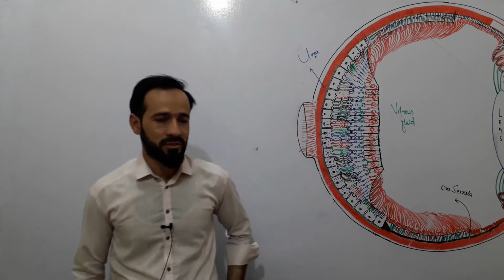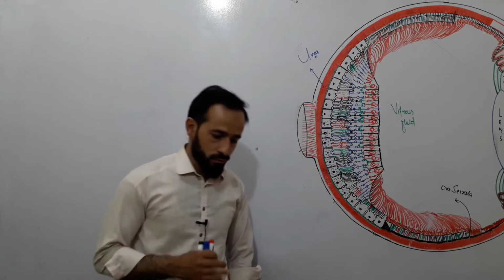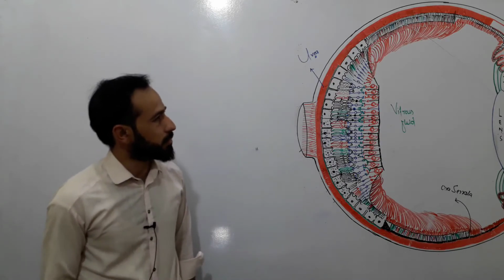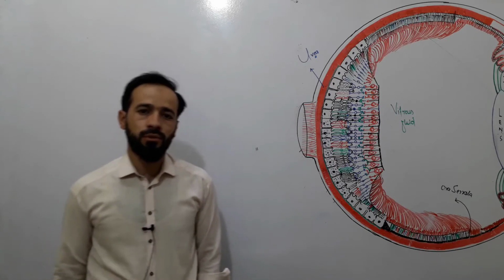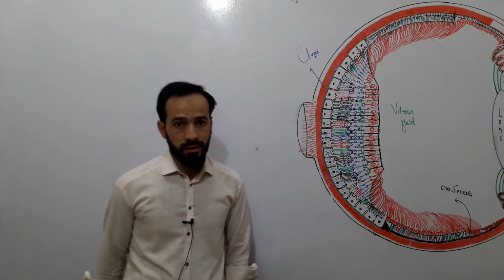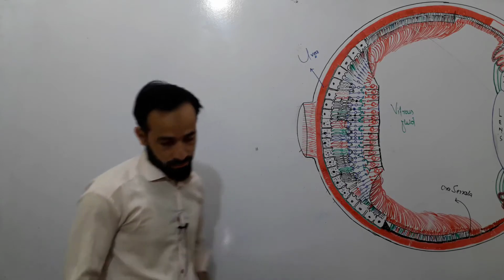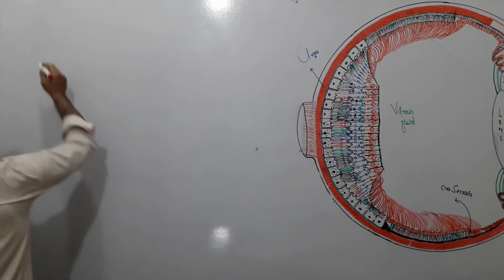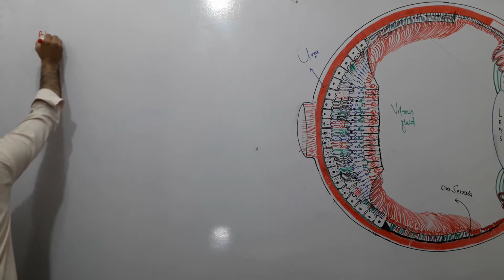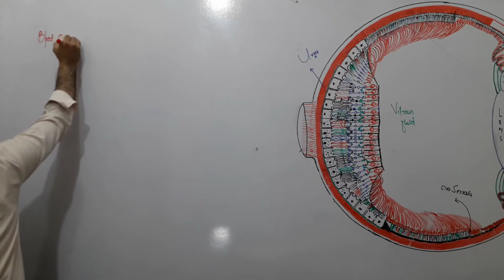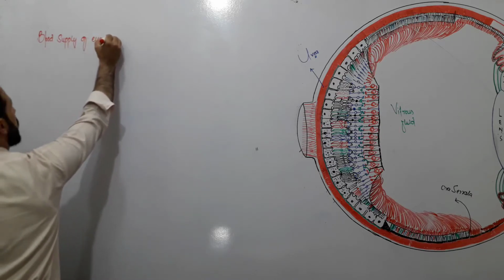We are here to discuss the anatomy of the human eye. Up to now we have covered about 90% of the anatomy of the human eye. Now we are going to discuss the blood supply of the eye, or we can say the blood supply of the eyeball. So let me write here: blood supply of eyeball.